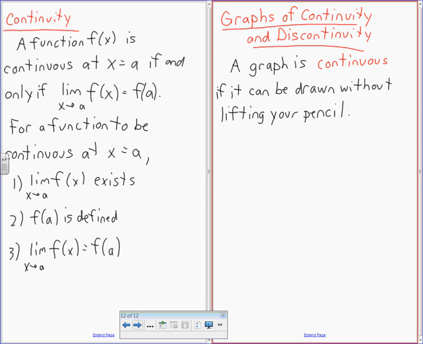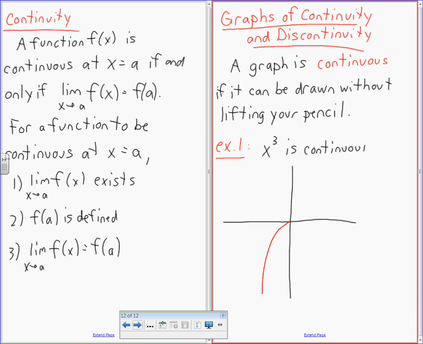Every sine and cos graph will also be continuous. Every exponential graph will be continuous. Any graph where you can just draw without lifting your pencil is going to be continuous. An example of that: x cubed is continuous, and any transformation of x cubed is going to look something like this. I'm going to take my pencil and draw the entire thing without lifting it. That's continuous. There are no points that will cause problems for it.